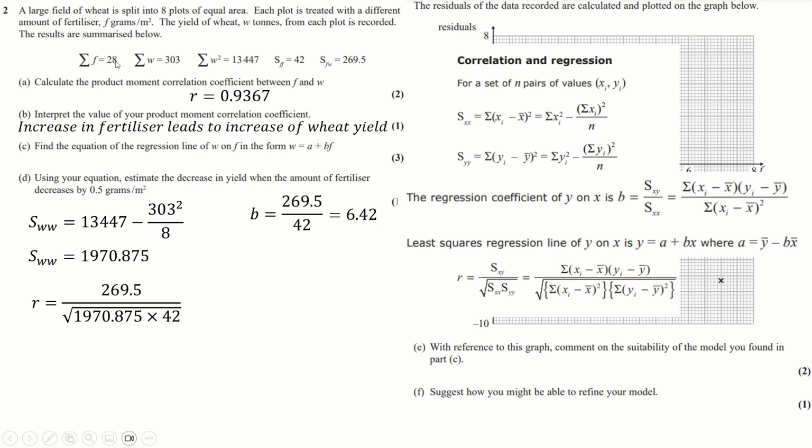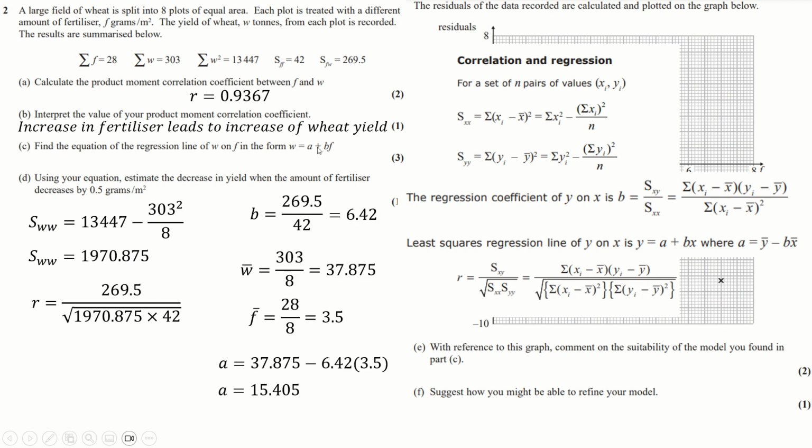Let's do the mean of F, well, that's just 28 over 8, and the mean of W is obviously 303 over 8. And we get these two, so that one's the x bar, so that goes next to b, and that one's the y bar, so this is going to be a. And then we get a as this, and then we can put it into our W equals a plus bF using these two numbers, and we'll get this here.